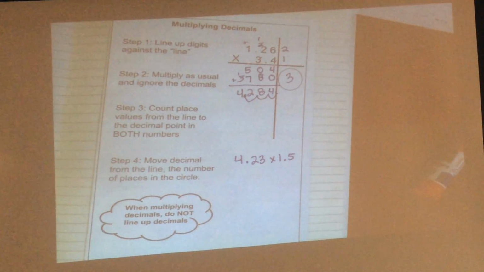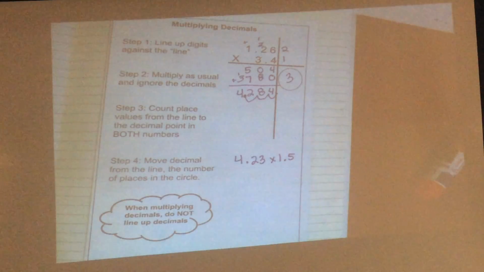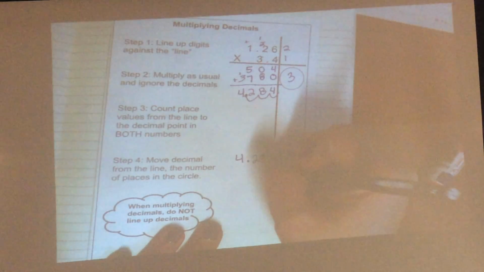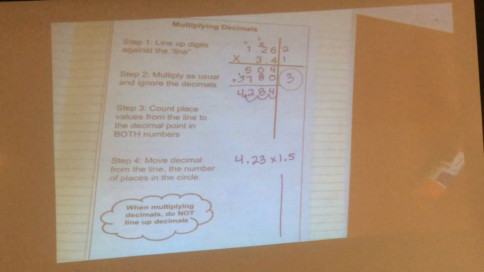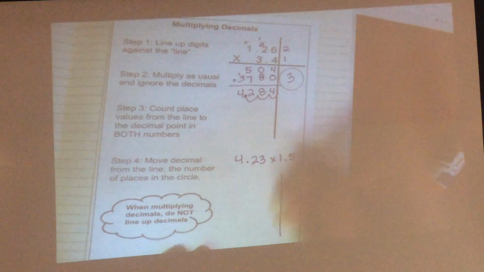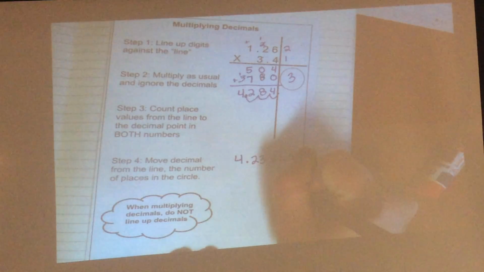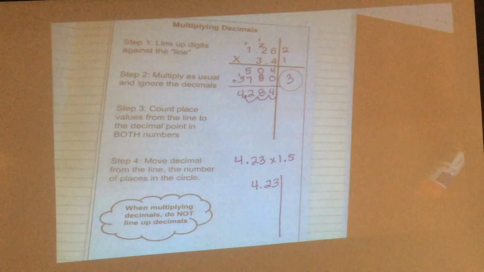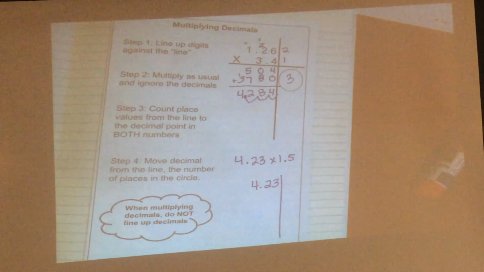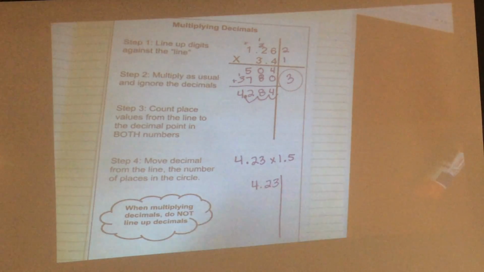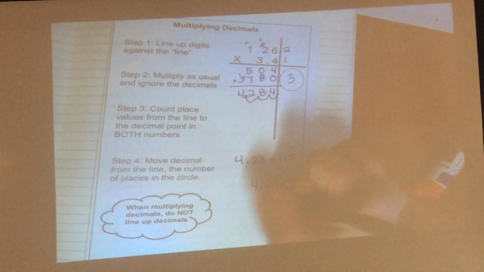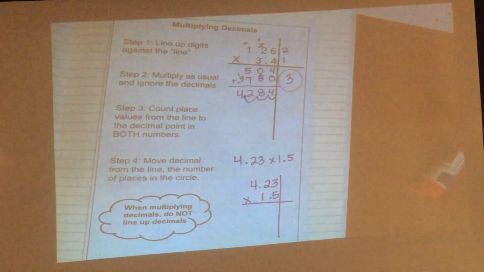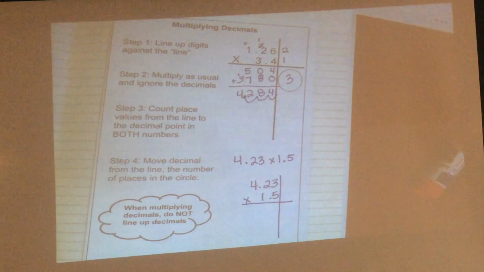Okay, we ready? So the very first thing it says is to line up digits against the line. So I've got to draw a line first, right? So I'm going to draw my line, lining my digits up against the line. I'm going to start with 4 and 23 hundredths. My 3 is against the wall, and I'm writing my numbers going out. And then 1 and 5 tenths. The 5 goes against the line. Just like that. Does that make more sense now after seeing that?